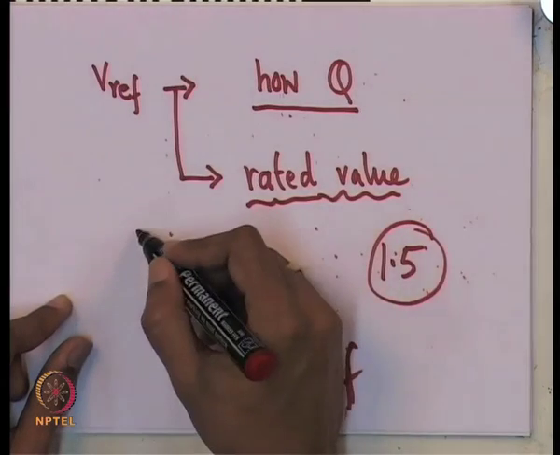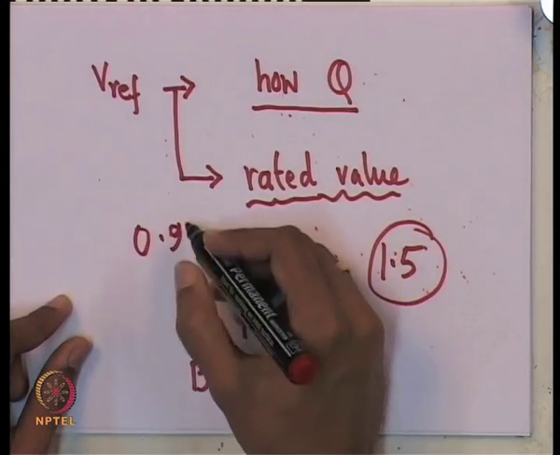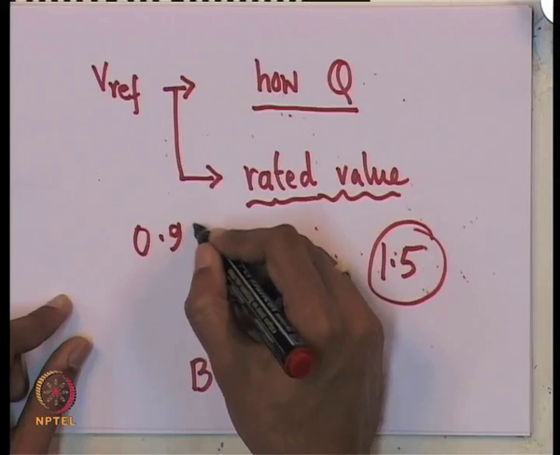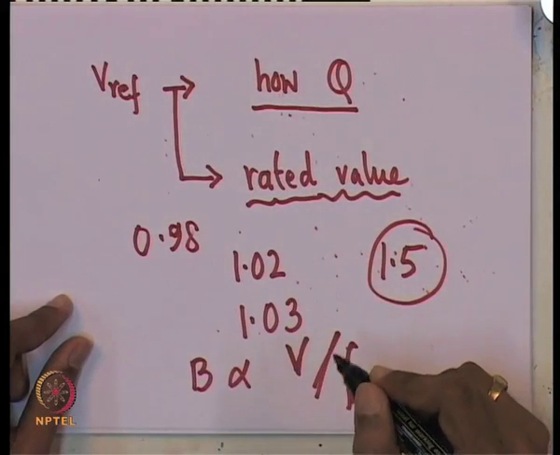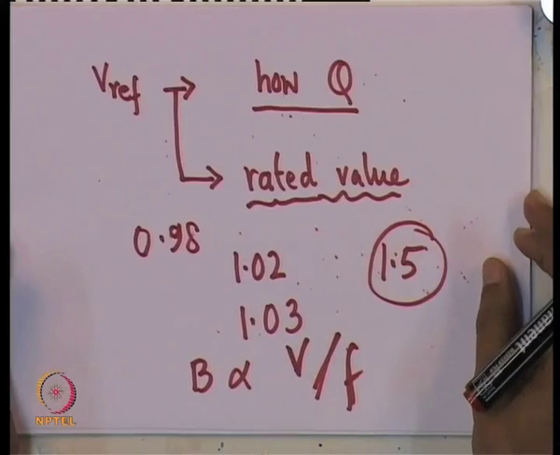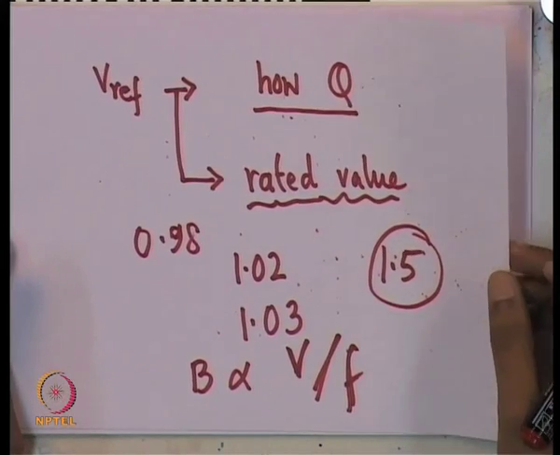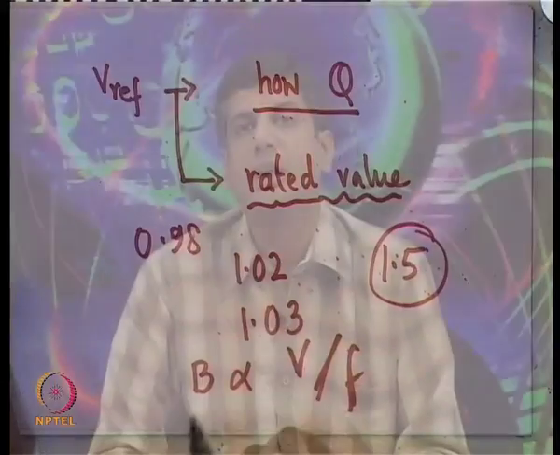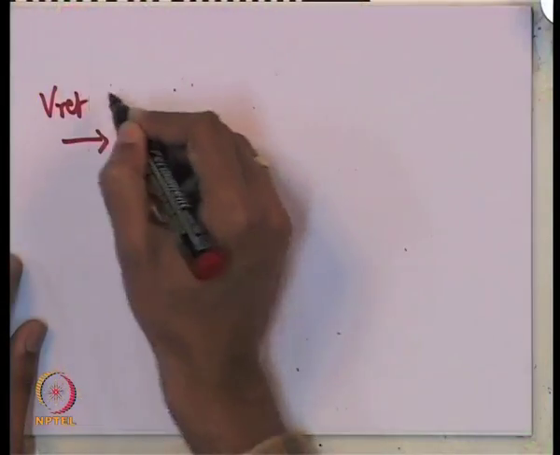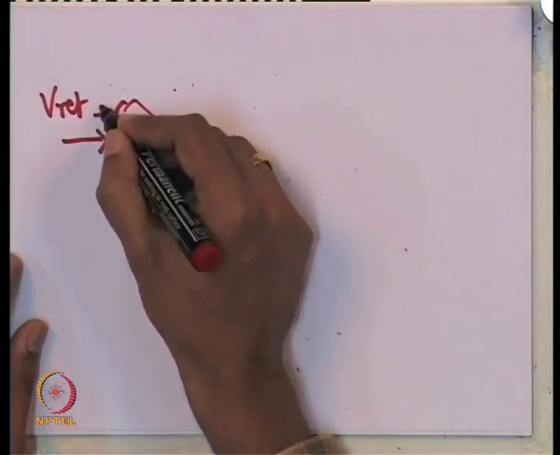Of course, VREF can be less, you can have VREF as 0.98 per unit. That is also feasible. You may under low load conditions want the generator to absorb reactive power. In that case, you would reduce VREF of the machine. So, this is basically what goes into deciding what VREF of the machine is. Now, once you have decided what VREF should be, the power plant operator has some freedom in deciding that.